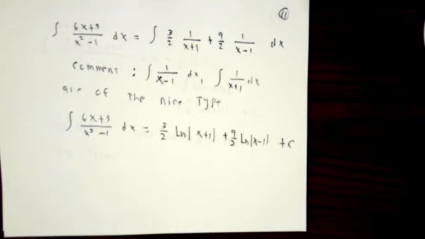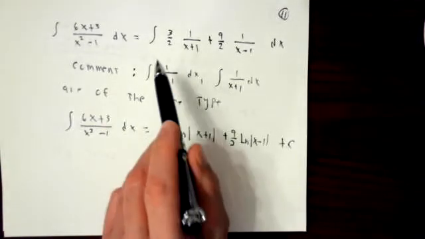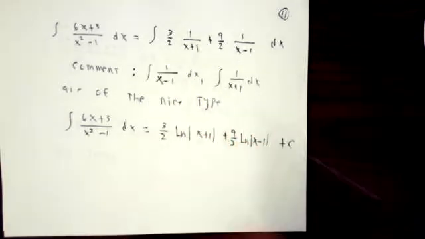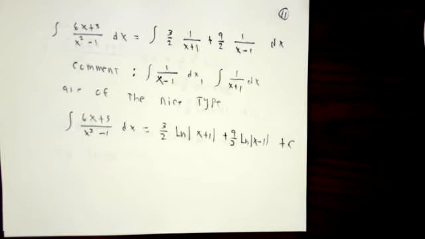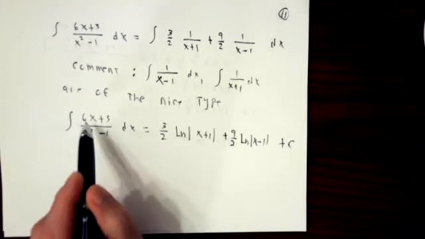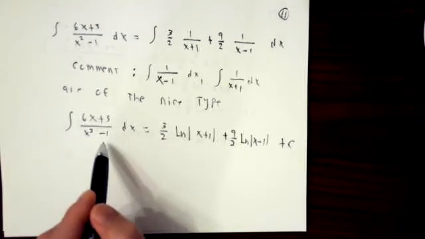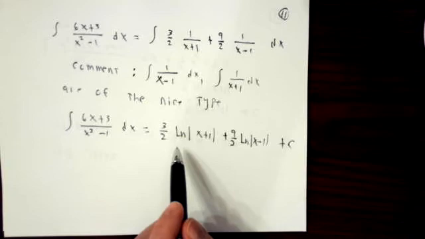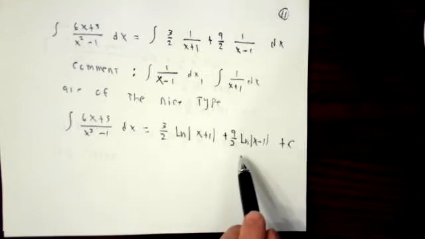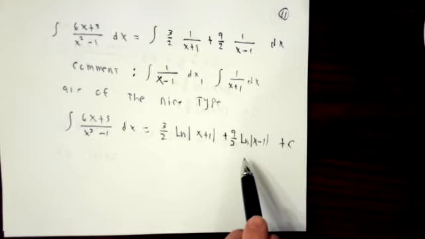Again, the reason that we're doing this is so that we can take that last part in the problem that we didn't know how to deal with and write it as something nice. The two integrals that you've got are of the nice variety. So I'm going to have integral 6x plus 3 over x squared minus 1 is 3/2 times natural log absolute x plus 1 plus 9/2 natural log absolute x minus 1.